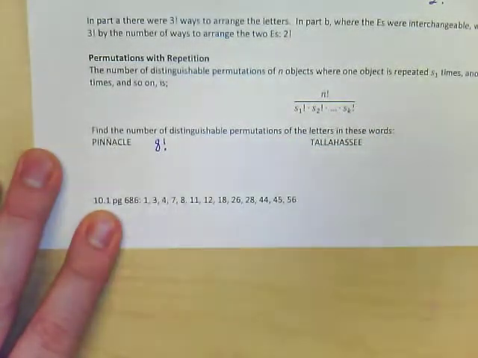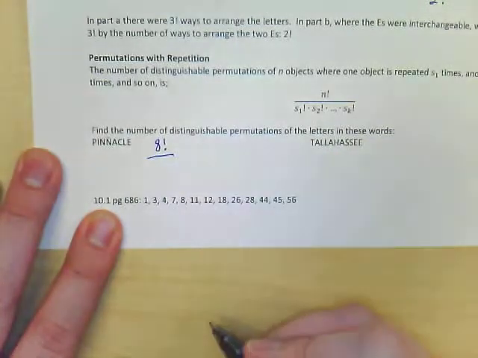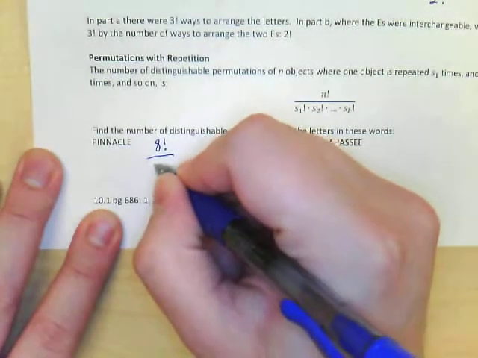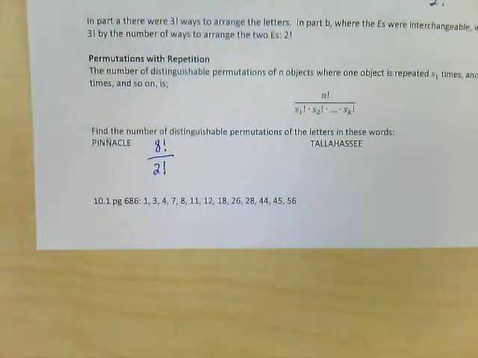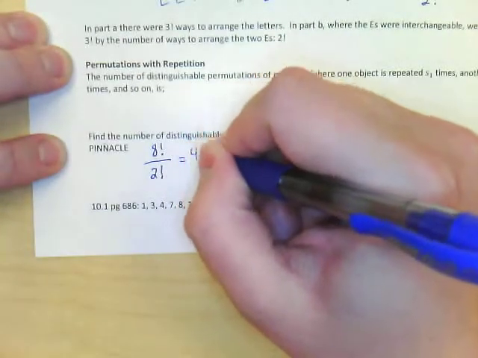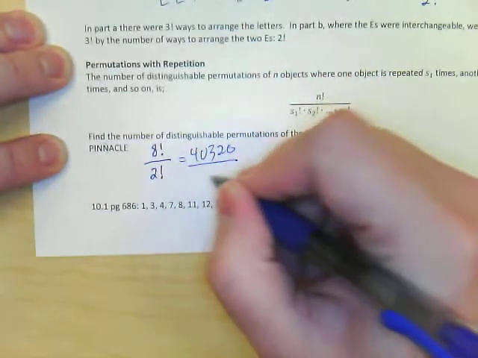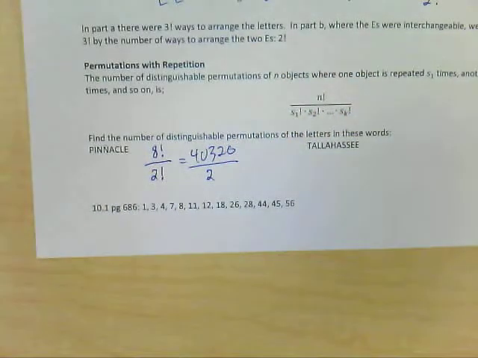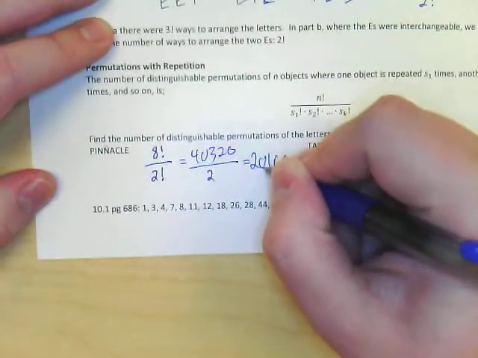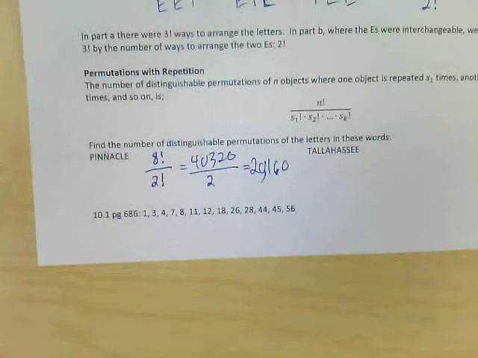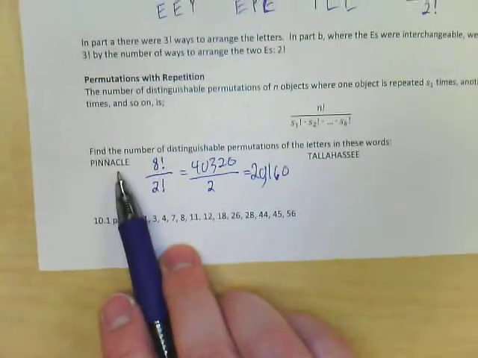But 2 of them are N's, and so we're going to need to divide that by the number of ways to arrange those N's, which is 2 factorial. If we work this out, 8 factorial is 8 times 7 times 6 times 5 times 4 times 3 times 2 times 1, and that's 40320. Divide that by 2 factorial, which is 2 times 1, which is 2. Divide that out, and we get 20160. So about 20,000 ways to arrange these letters.